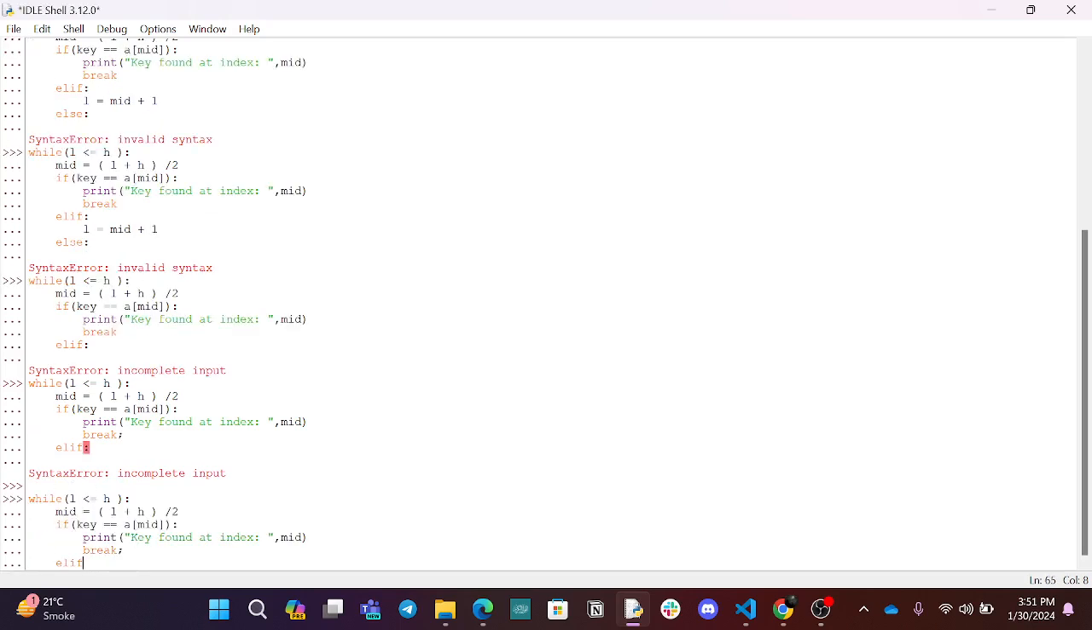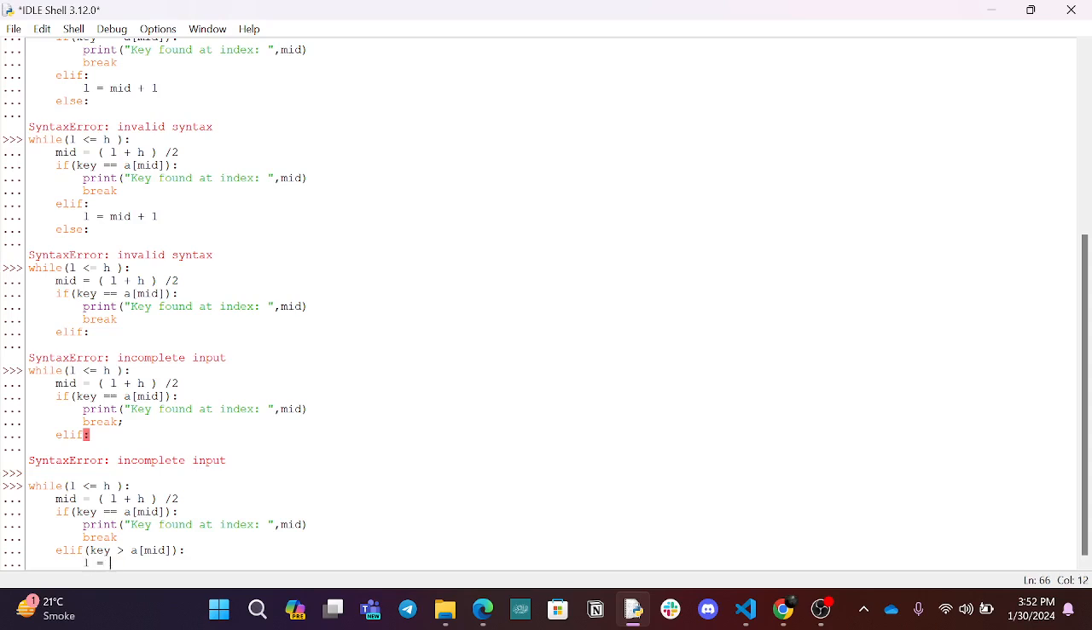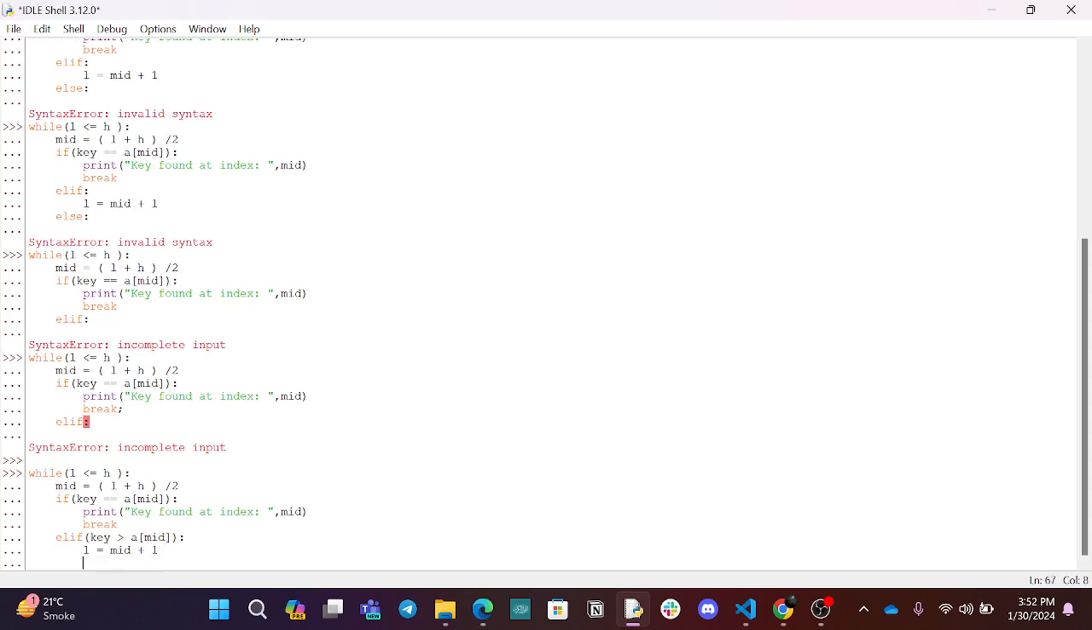My mistake. Sorry, I forgot to write the condition. I'm saying that if the value which we are searching for is greater than the midpoint, then we should write a condition for that, right? If our key is greater than the value of mid, then what should it do? It should move the low bound to mid plus 1, the next value, which is next to the midpoint, right?